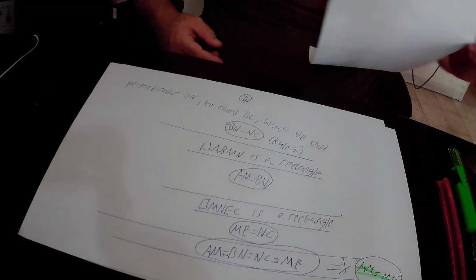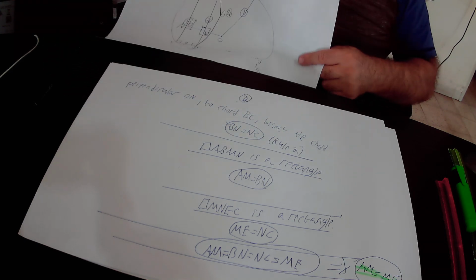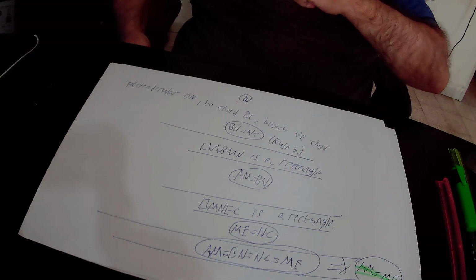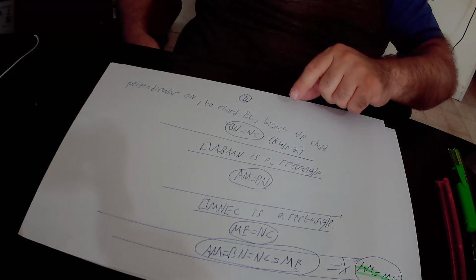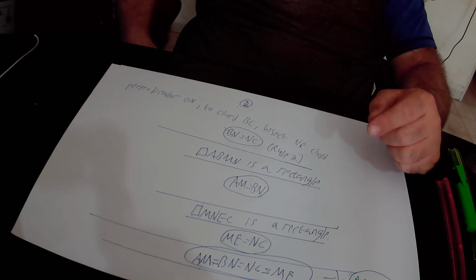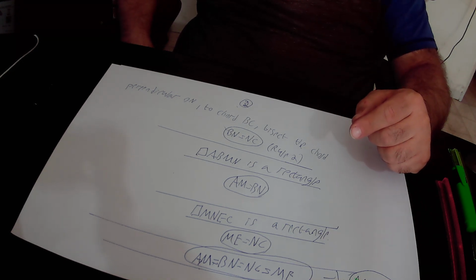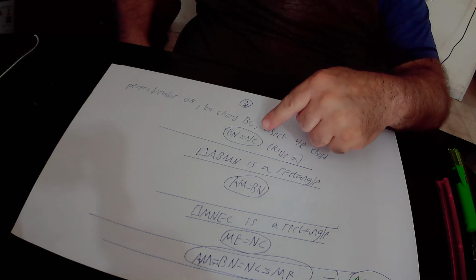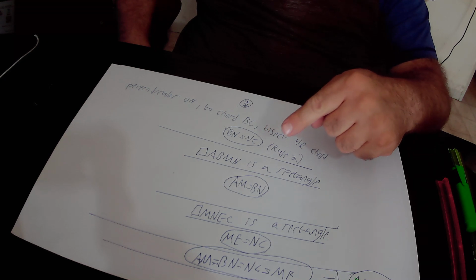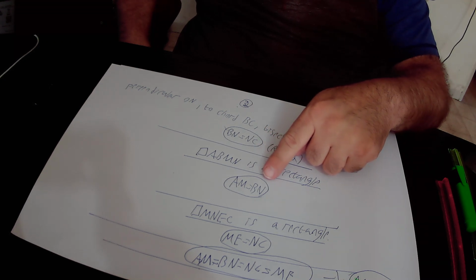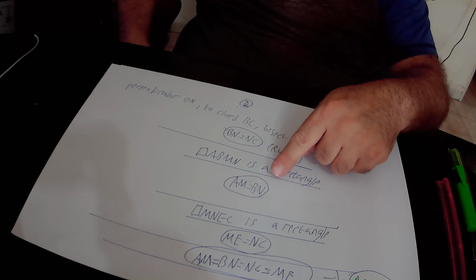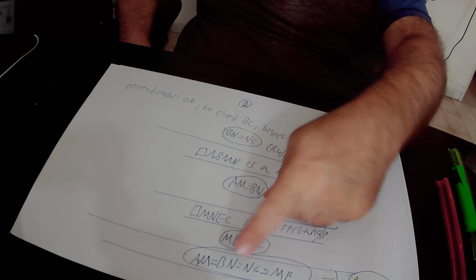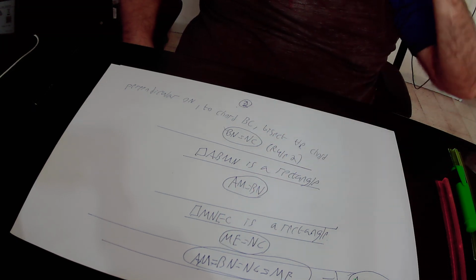So we can summarize what we did until now. Coming to rule number 2, we already found out that BN equals NC. But according to the rule that the opposite sides of a rectangle are equal to each other, we also know that AM equals BN. So we can write here that BN equals AM, according to the rule that the opposite sides of a rectangle are equal to each other.